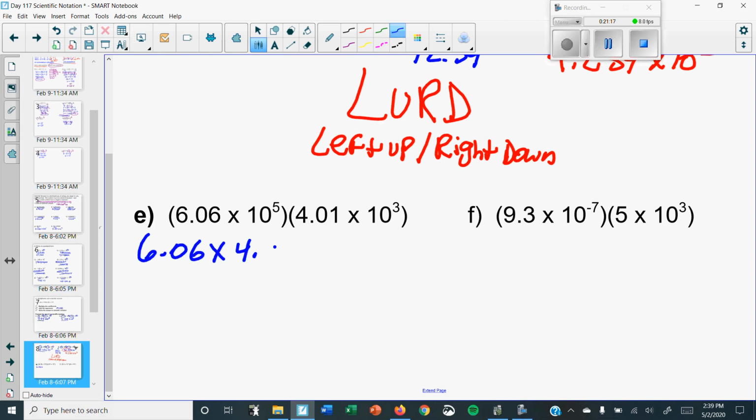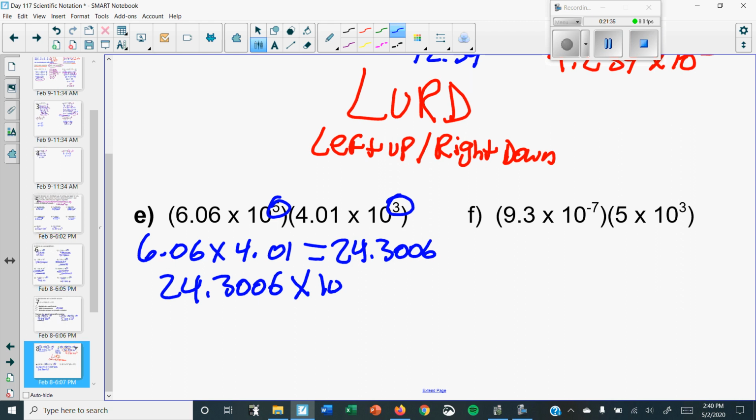6.06 times 4.01. When you do that, you get 24.3006. Add the exponents, you get 10 to the 8th. But the problem is, when you write this answer down, is that number between 1 and 10? 24? No. So we got to move it to the left. When you move it to the left, this goes up 1. So the answer is 2.43006 times 10 to the 9th. Honestly, I would just use your calculator if your teacher allows it.